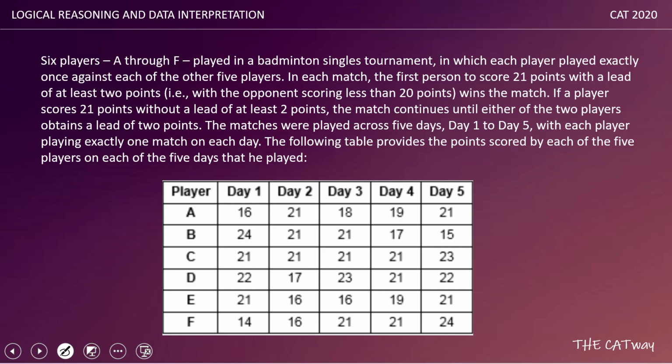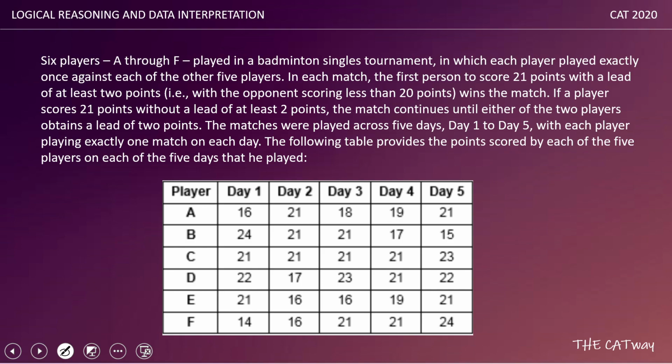So the question says that 6 players, A through F, played in a badminton singles tournament in which each player played once against each of the other 5 players. In each match, the first person to score 21 points with a lead of at least 2 points, that is, with the opponent scoring less than 20 points, wins the match. If a player scores 21 points without a lead of at least 2 points, the match continues until either of the two players obtains a lead of 2 points.